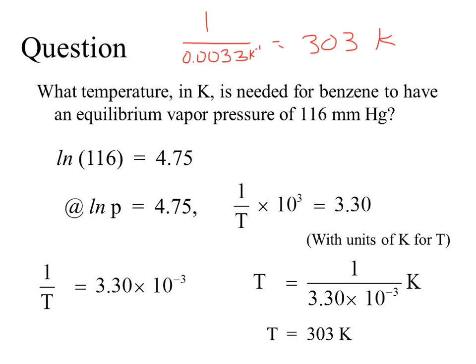My calculator's dying, but yes, I know. So, does that make sense? Other than just the silly complications of the x-axis being kind of silly. Okay, so that's the temperature that you would have an equilibrium vapor pressure of 116 millimeters of mercury. Any questions?